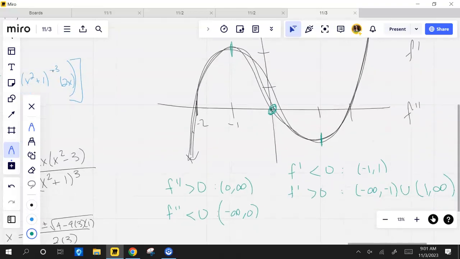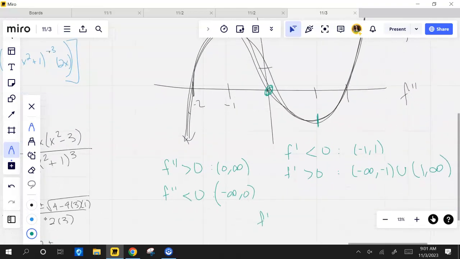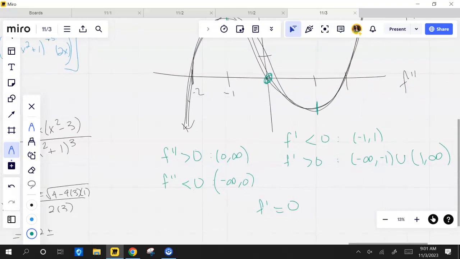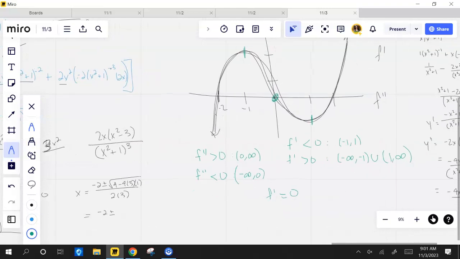Tell me the points where the first derivative equals 0. -1 and 1. Where does the first derivative equal 0? -1 and 1. How do you know? Those are the maxes and the mins, right? That's what that means, okay?